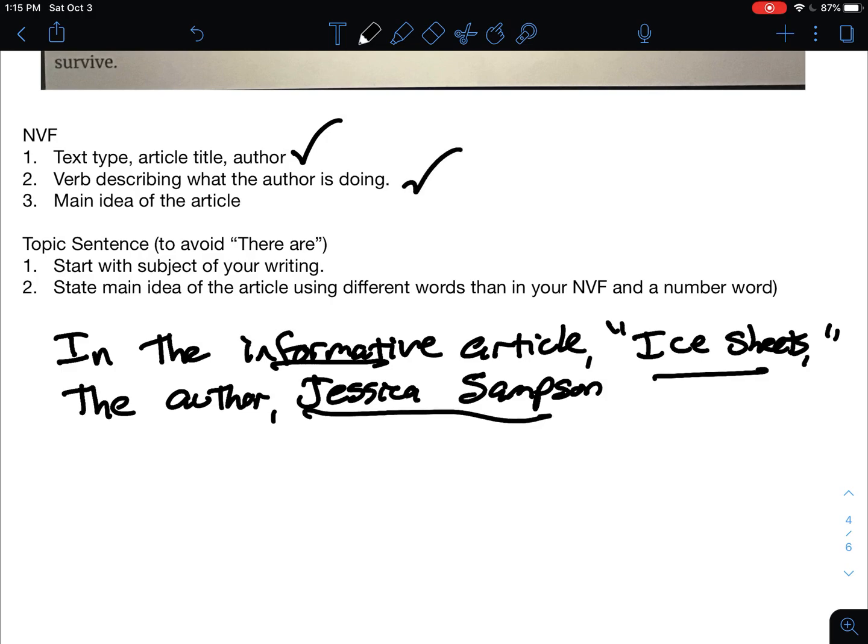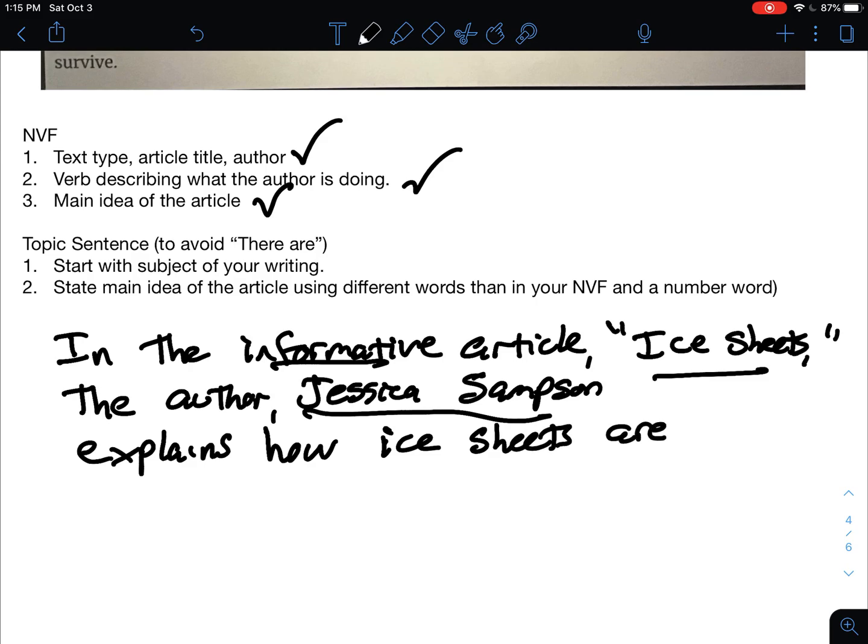All right, so I'm going down to my verb next. What does the author do? They explain, they describe, whatever you want. Explains. And then the third part of my NVF is what's the main idea. We already said explains how ice sheets are melting. Okay. So next is going to be my topic sentence.